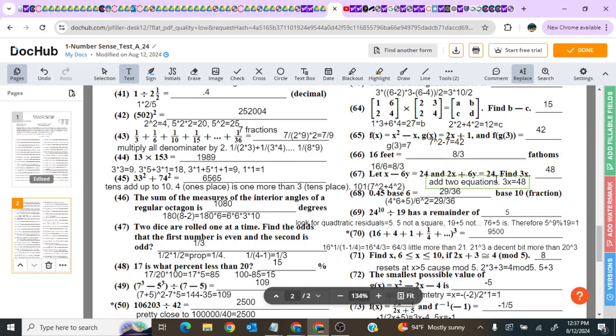67, you got two equations here. If you add those two equations together, like you're allowed to do, you'll get 3x plus 0y is equal to 48, which is exactly what they're asking for. So 48.